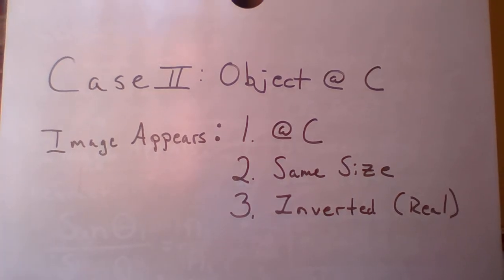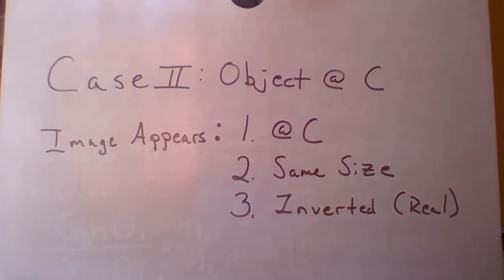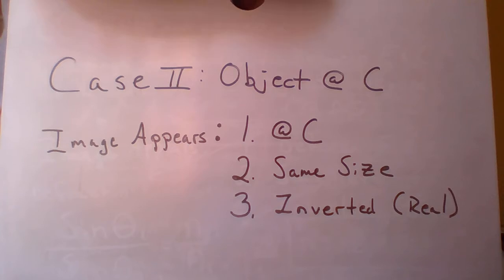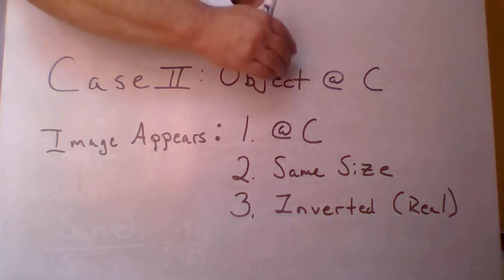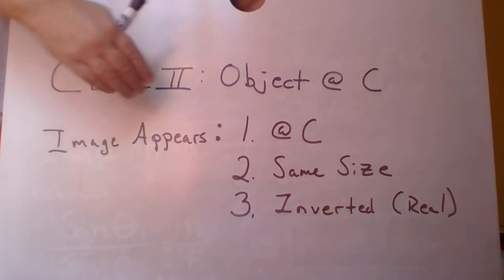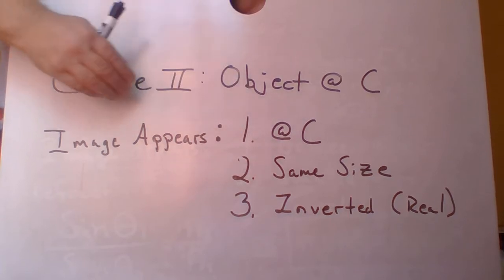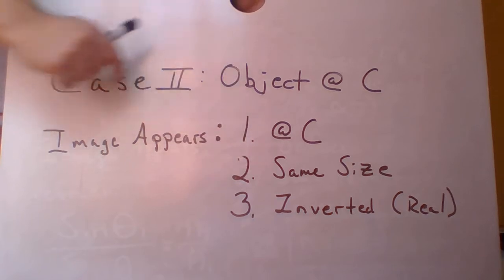Case 2 rarely ever happens with mirrors, but we're going to do case 2 because it has a very practical application with lenses, and so getting us familiar with this case is important. Case 2, the object is at the center of curvature. In other words, it is twice the distance that the focus is from the mirror. Okay, so at the center of curvature, the image appears at the center of curvature, below the object. Okay, the image appears the same size as the object, and the image will be inverted. It'll be real.